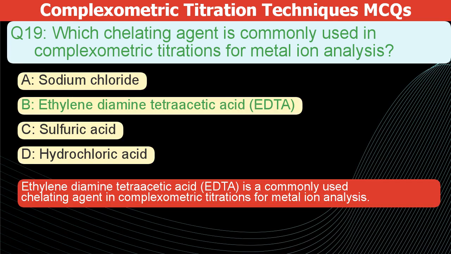The correct answer is B. Ethylene diamine tetraacetic acid, EDTA, is a commonly used chelating agent in complexometric titrations for metal ion analysis.